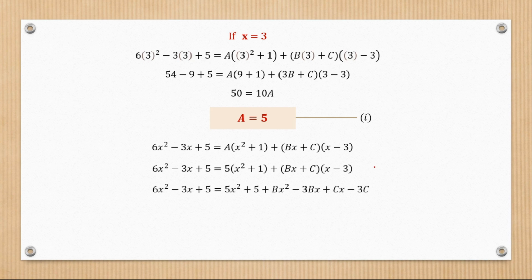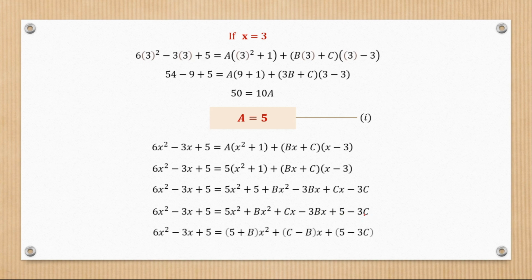So when you open these brackets, we shall have 5x squared plus 5. Then right here, this bracket times this bracket is going to be bx squared minus 3bx plus cx minus 3c. So when you collect terms that actually have the same powers of x, so these are the terms that have x squared, the terms that have x, and then those that don't. So when you group them together, that's actually what we have.